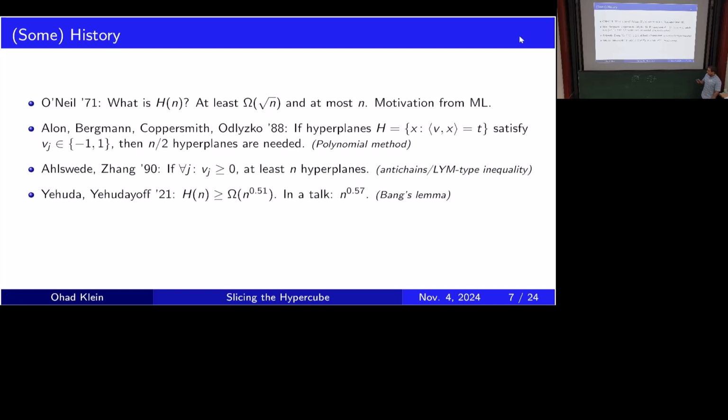And only 50 years after the problem was introduced, Yehuda and Yehudayev gave a genuinely new bound on h. They show that h of n is at least n to the power which is slightly more than 1/2.